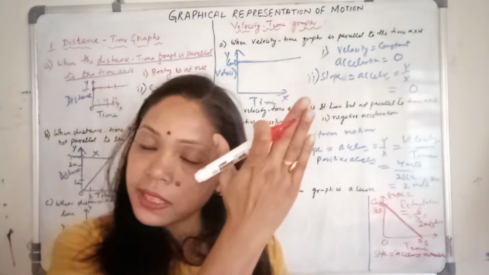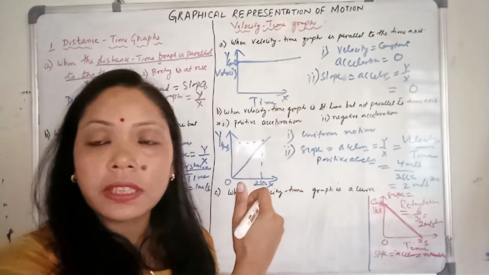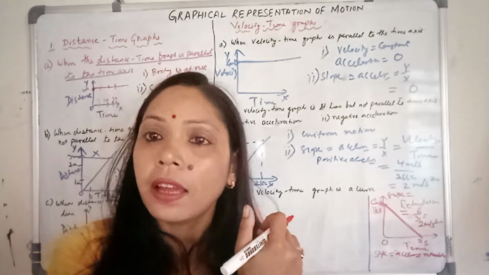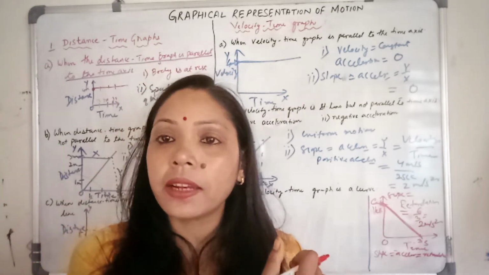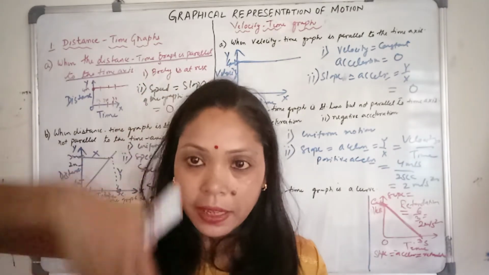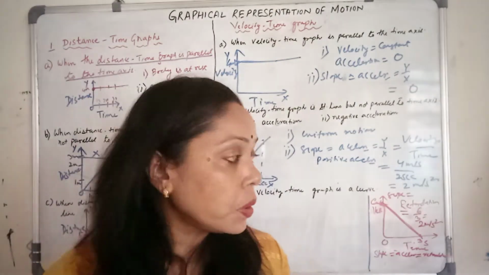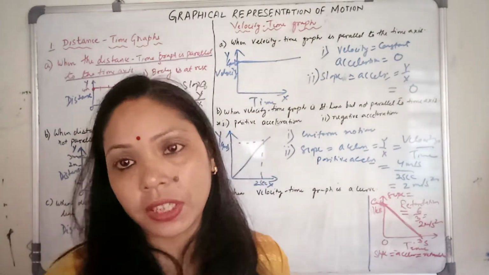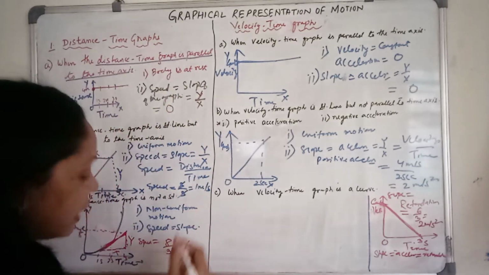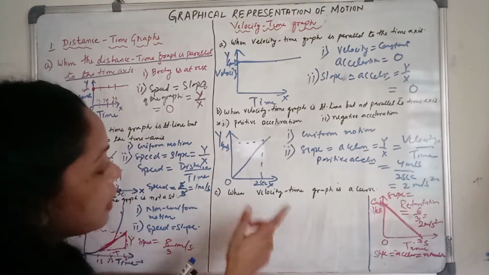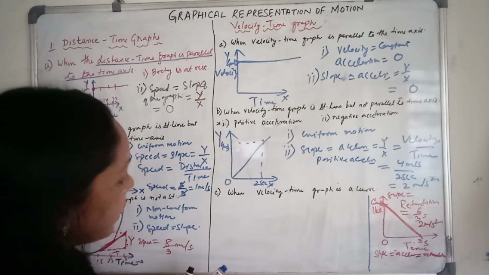It means an increasing line in a velocity time graph will give you acceleration, positive acceleration. Then a decreasing line in the velocity time graph gives you retardation. Now the last one, when the velocity time graph is a curve.